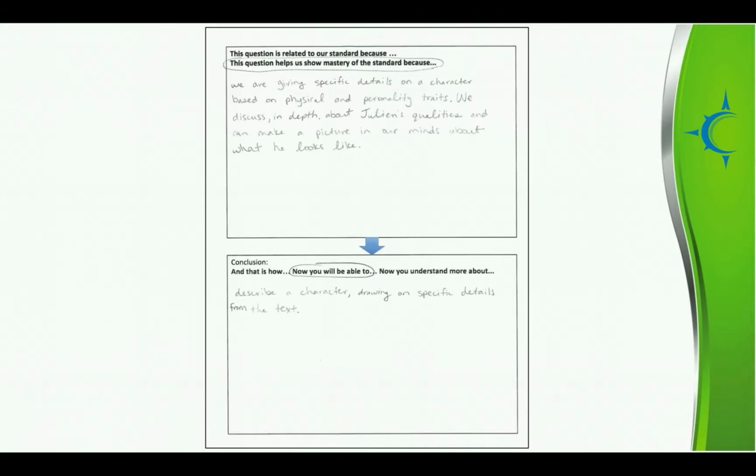Finally, the presenter shares the connection between the question and the standard and concludes the script. The presenter writes, "This question helps us show mastery of the standard because we are giving specific details on a character based on physical and personality traits. We discuss in depth about Julian's qualities and can make a picture in our minds about what he looks like. Now you will be able to describe a character drawing on specific details from the text."